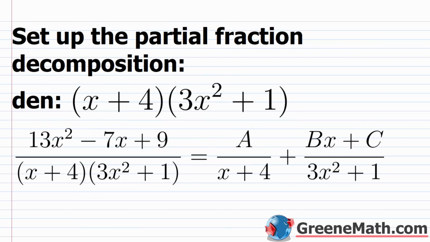Okay, so now we're going to set up the partial fraction decomposition. Again, we know the denominator is x plus 4 times this 3x squared plus 1 quantity. And so you're going to have your A over x plus 4. Again, that's coming from there. And then plus your Bx plus C over your 3x squared plus 1, coming from this right here.